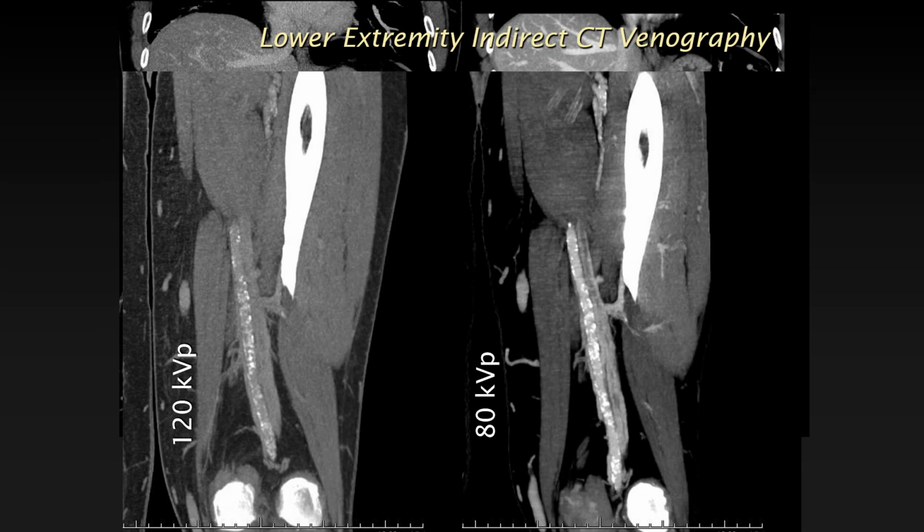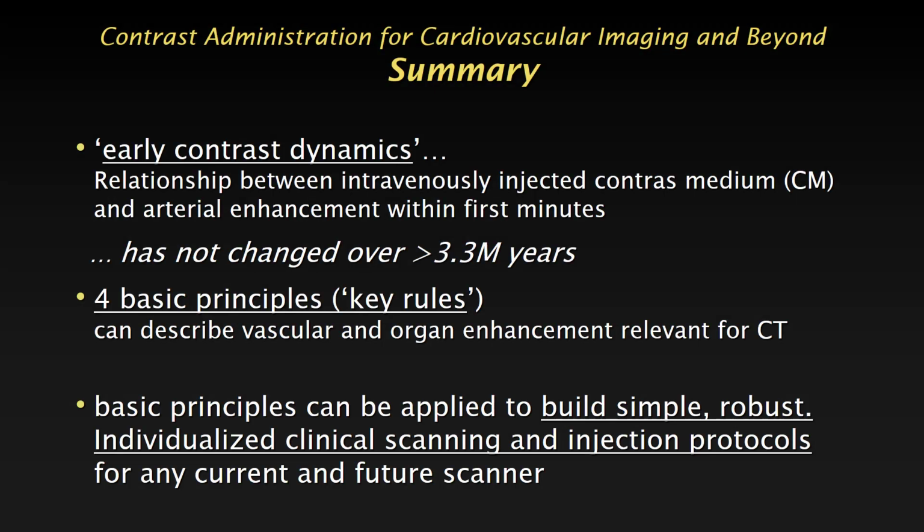So this is the artery. We're not interested in the artery. We're interested in the veins, and you see these little linear filling defects, which are chronic recanalized thrombus. That's exactly what you want to see in a CT venogram.